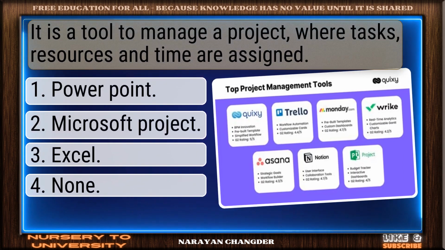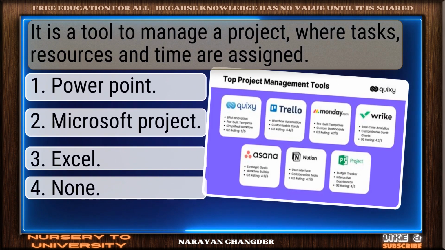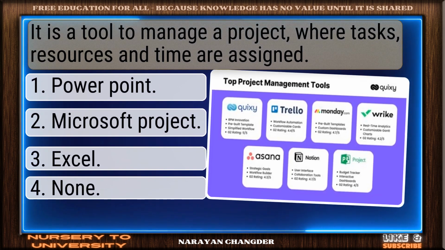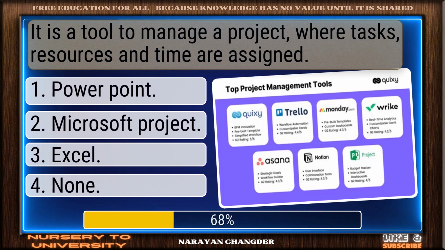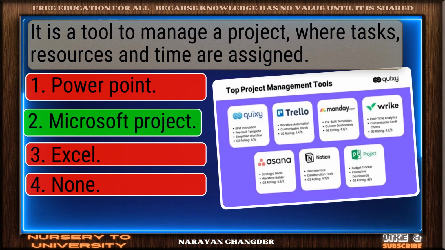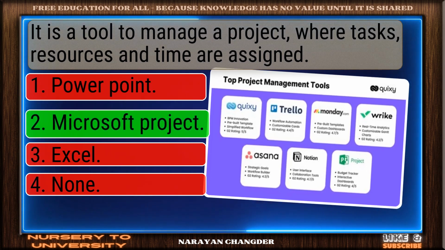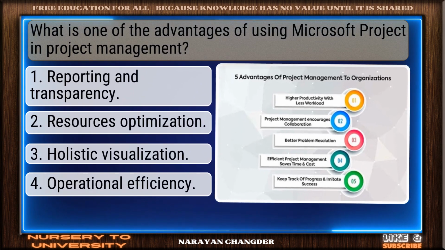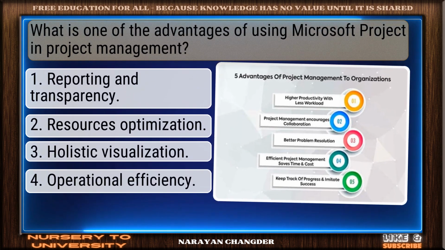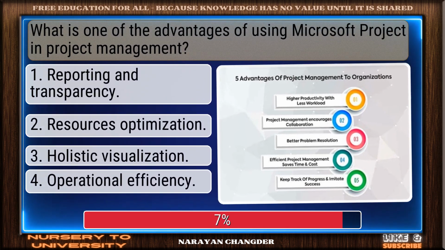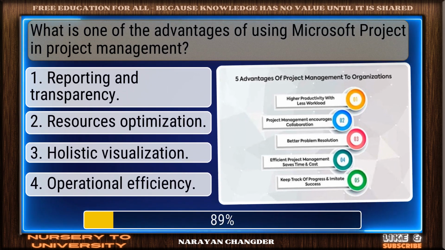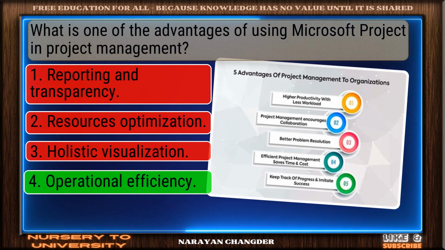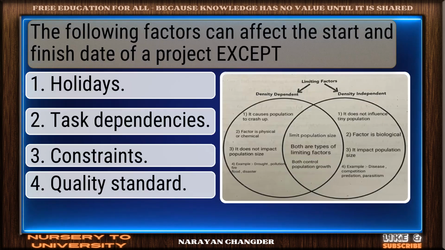Question number 17. It is a tool to manage a project where tasks, resources, and time are assigned. Excellent choice. Microsoft Project is the right answer. Question number 18. What is one of the advantages of using Microsoft Project in project management? You're right. Operational efficiency is the correct answer.